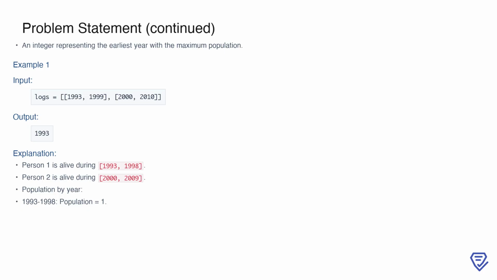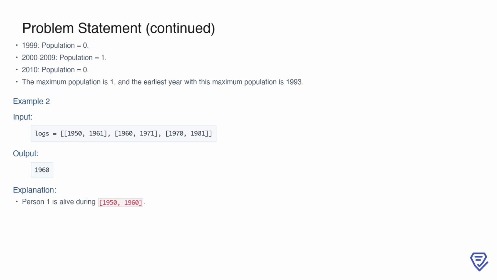To understand how this works, let's consider an example. Suppose the input is logs = [[1993, 1999], [2000, 2010]]. Here, the first person is alive from 1993 to 1998, while the second person is alive from 2000 to 2009. We can calculate the population for each year. From 1993 to 1998, there's only one person alive, so the population is 1. From 2000 to 2009, the population is also 1 because the second person is the only one alive during those years. Now, let's look at the remaining years to finalize the population counts.